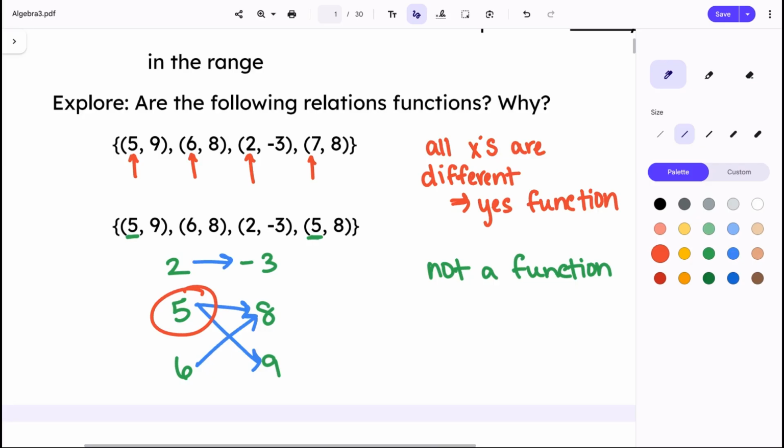All right, questions about that? Okay, let's turn the page over.